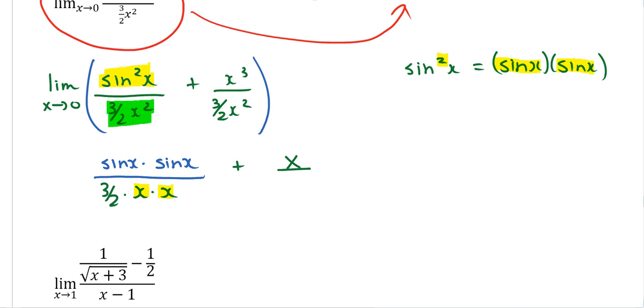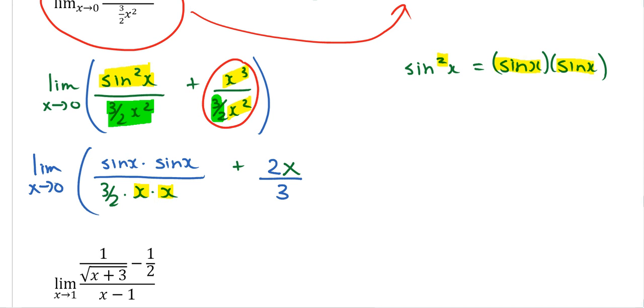Sorry, for this expression right here, the very first thing I would do is simplify the x to the power 3 and the x squared, so that will give you an x on the numerator. And 3 divided by 2 will be 2 over 3. And this is the limit as x goes to 0. Alright, so that's step number one: break up the fraction and simplify each fraction individually.